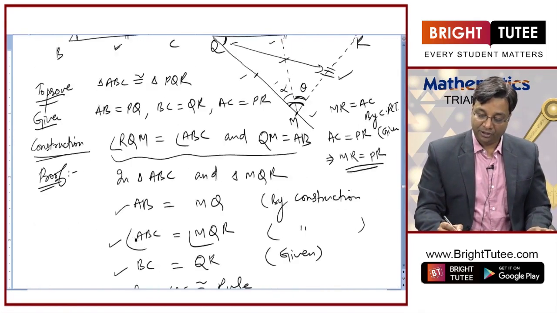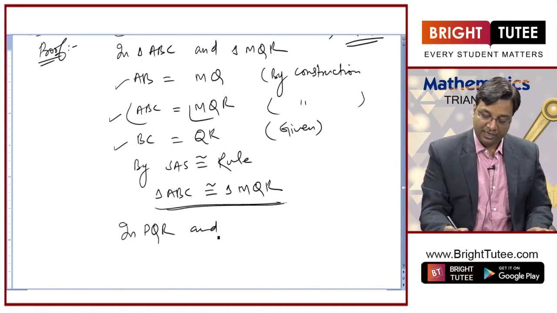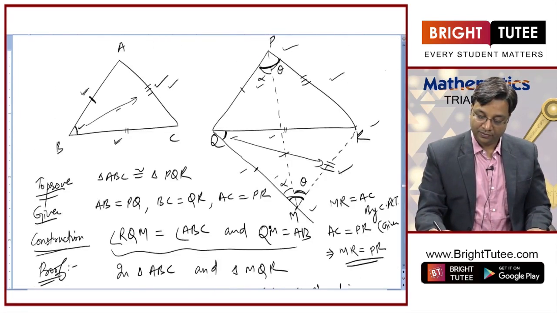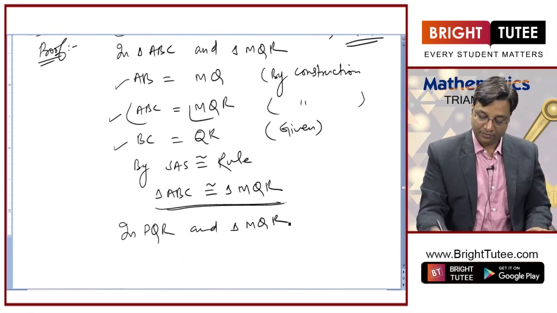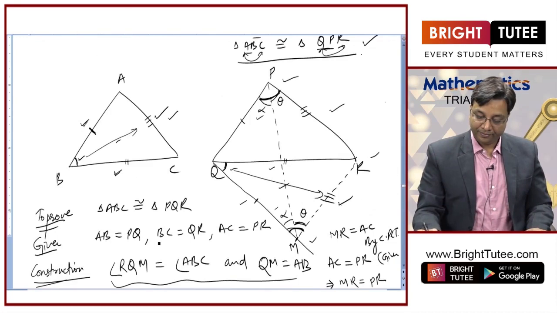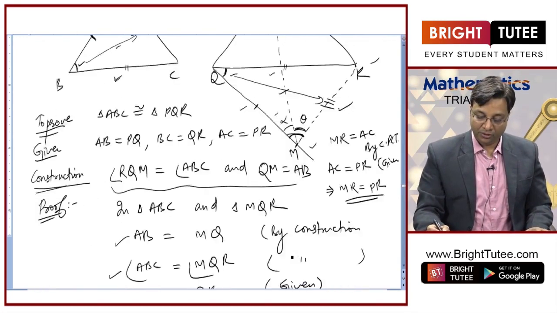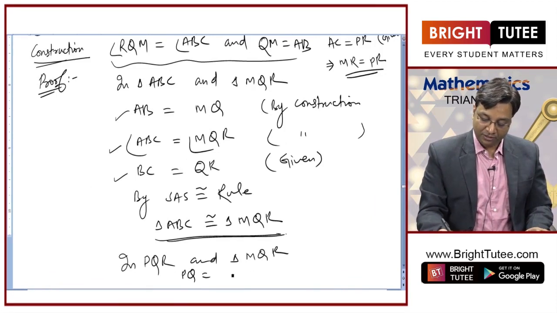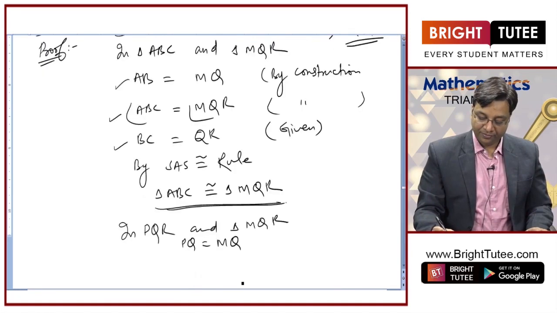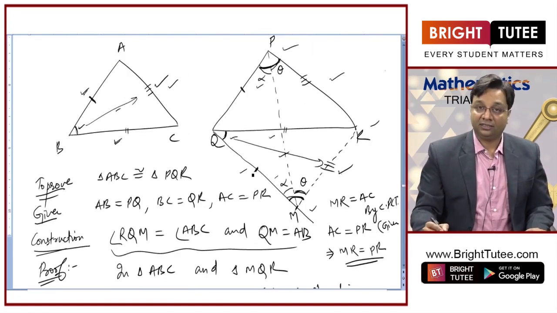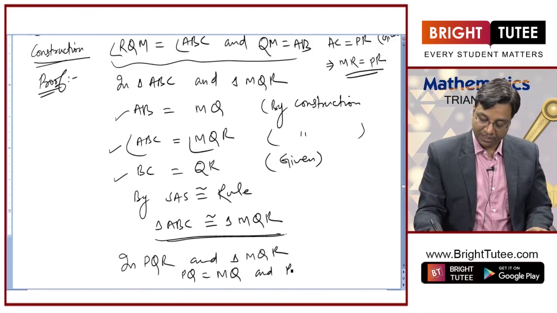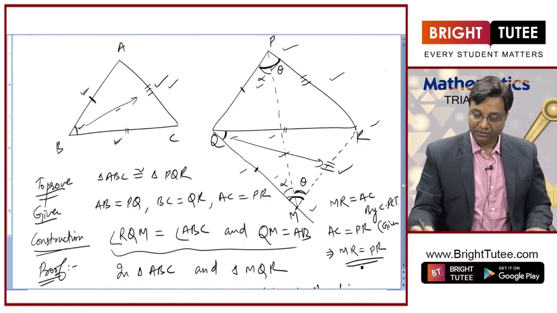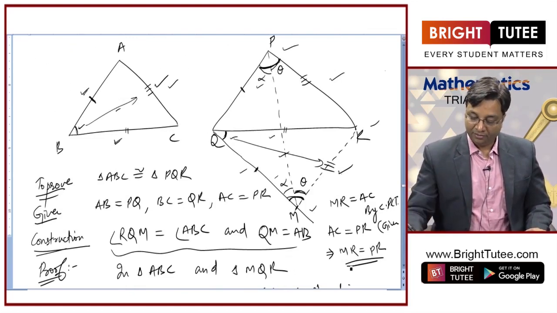In triangle PQR and triangle MQR, I can say that PQ is equal to MQ or QM, right, because we have constructed it in such a way, and PR is equal to MR. This we have shown, okay, by CPCT, by this comparison here.